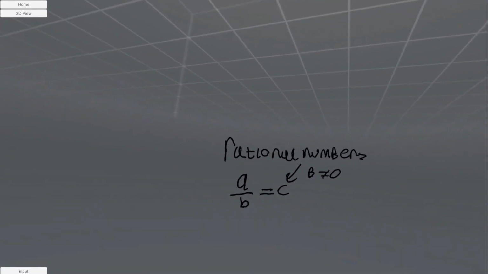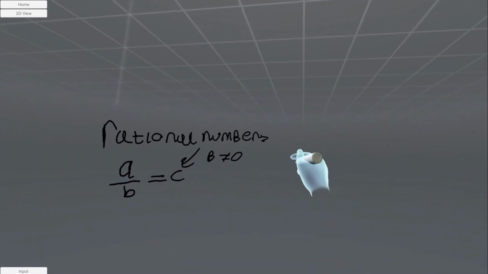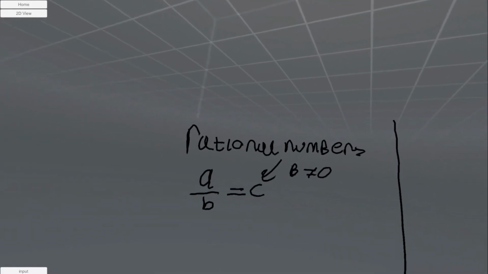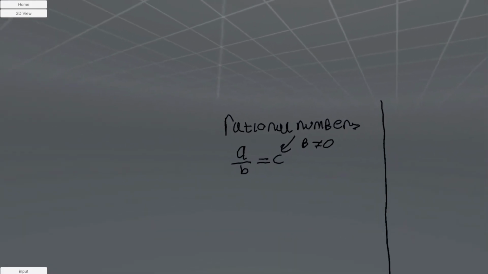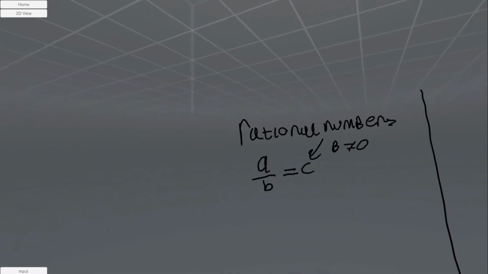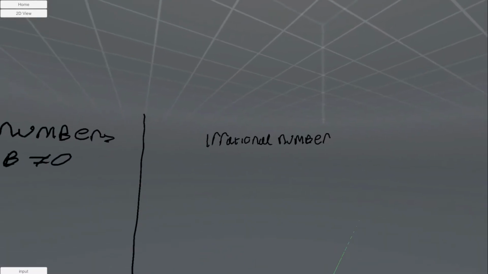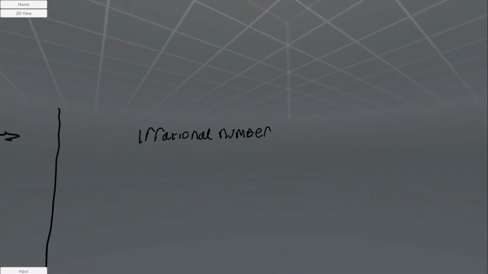Then, what is an irrational number? So let's split the board here. An irrational number is a number that cannot be written as one integer over another. With the irrational numbers, we'll list a few.